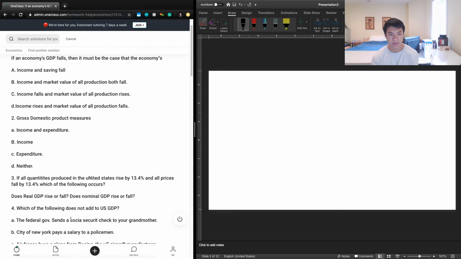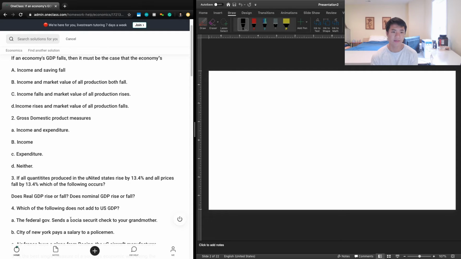B says income and market value of all production both fall. And this is going to be a really attractive answer choice, right? We have the income, which we would see in the income approach, and market value of all production is the general definition for GDP, and we would see that also under the expenditure approach. And so B is going to be a very strong answer, and we're going to take a look at the other ones to make sure we're not missing anything here.